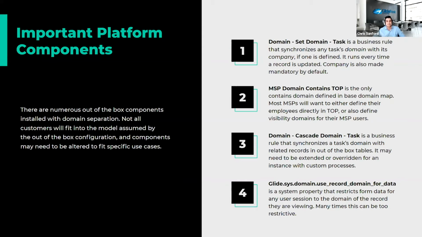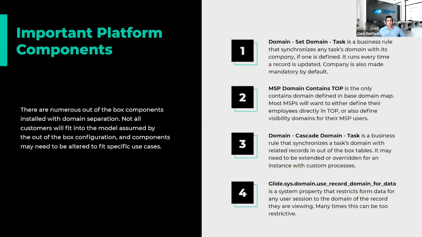Another great feature of domain separation is that cascading for new related records happens automatically using a URL parameter when opening a new record from a related list in the UI. However, business rules will be necessary if the domain of the parent record is subject to change after creation.